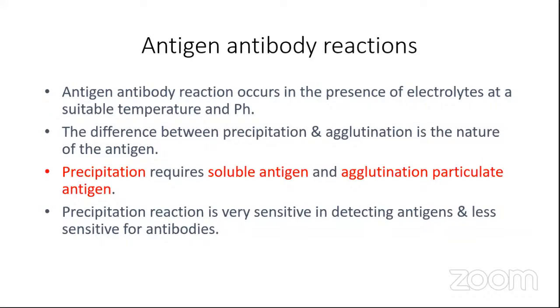There are two types of antigen antibody reactions, namely agglutination and precipitation. The difference between agglutination and precipitation is basically the nature of the antigen. If the antigen is a soluble antigen, it is called precipitation. If it is a particulate antigen, it is called an agglutination reaction. Precipitation reactions are highly sensitive in detecting antigens, whereas agglutination reactions are highly sensitive in detecting antibodies.